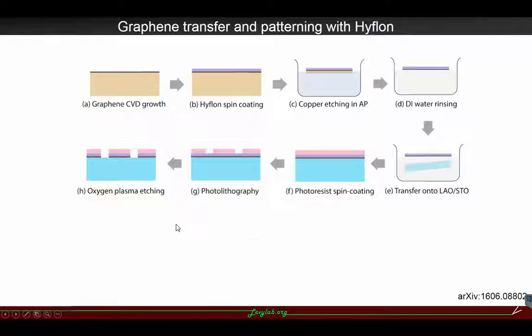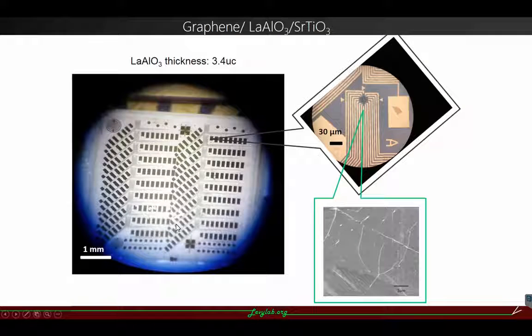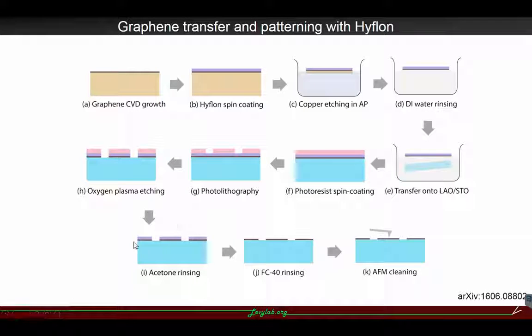After that, we rinse the photoresist away with acetone and then dissolve Heflon with FC-40, and finally we do an AFM contact mode scan to clean the residue of Heflon on top of graphene. Only the graphene Hall bar structure is left on top of lanthanum aluminate strontium titanate.